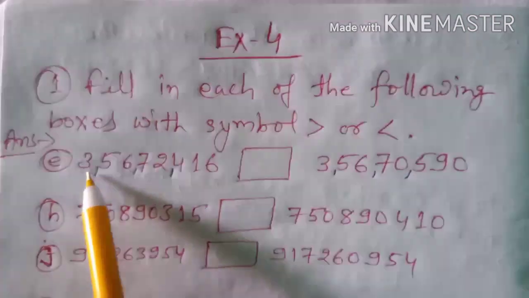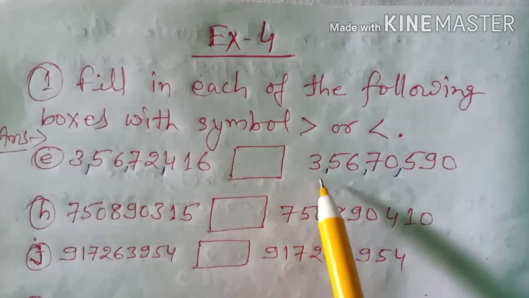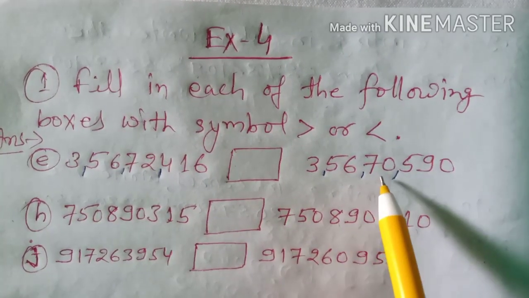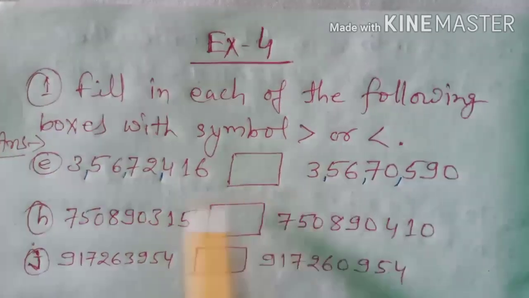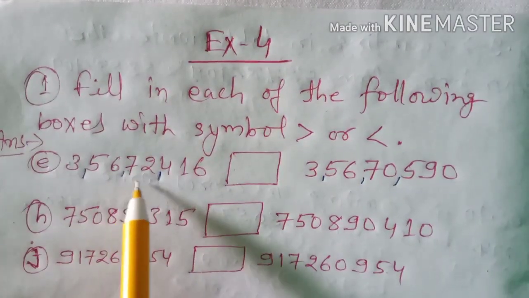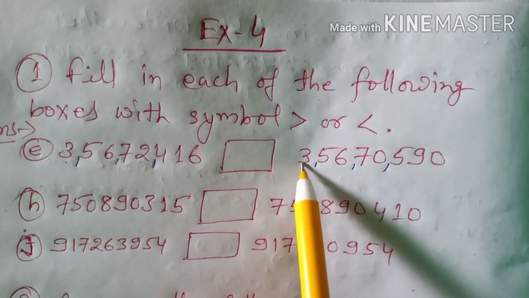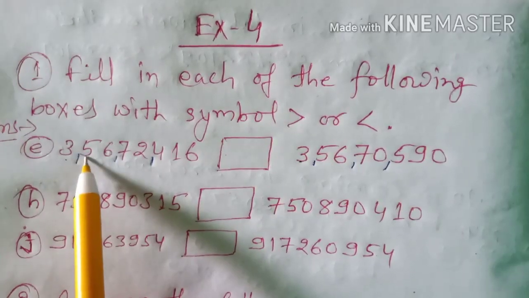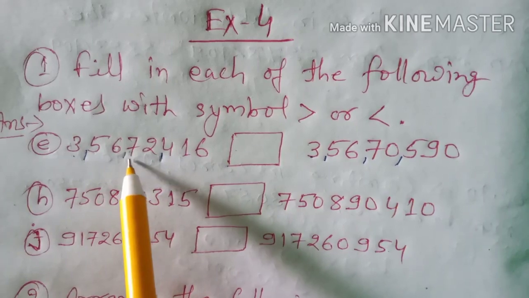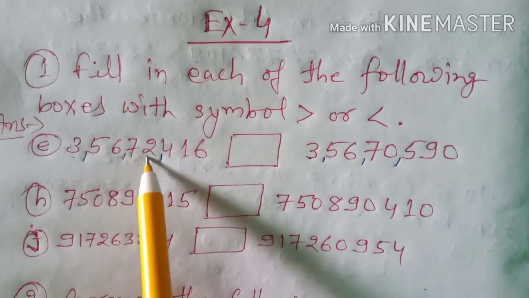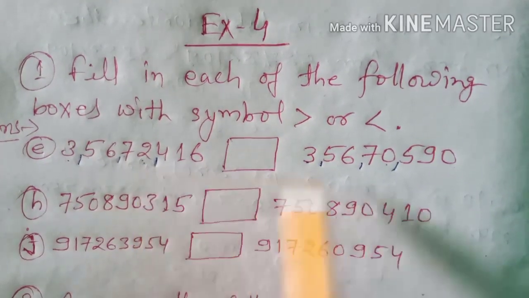This number is 3,56,72,416 and this number is 3,56,70,590. So you have to compare both these numbers. See, in the crore place, 3 is given in both numbers. In the lakh place, 56 is given in both numbers. In the thousand period, 72 is given here and 70 is given here. It means in the thousand place here is 2 and here is 0.